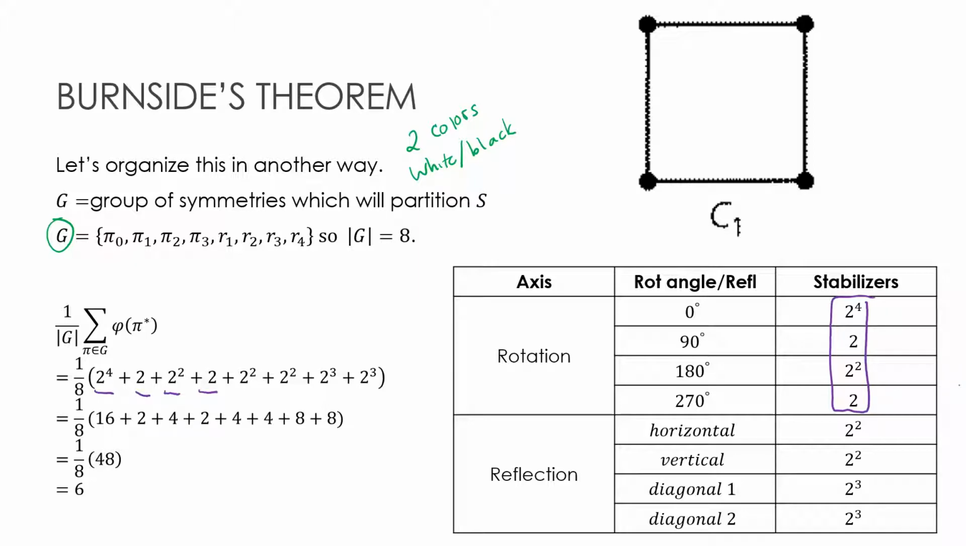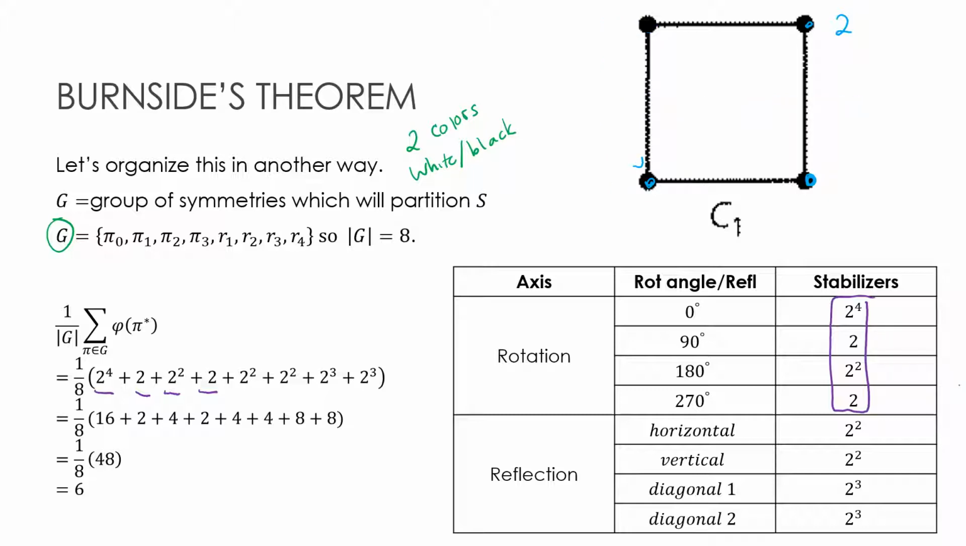Now let's look at reflections. If I'm looking at horizontal, this guy can be whatever color I want, but because it's going to flip down here, this guy can only be whatever color I chose for the top left. This guy can be whatever color I want, but this guy can only be whatever I chose for the top right. So 2 squared.